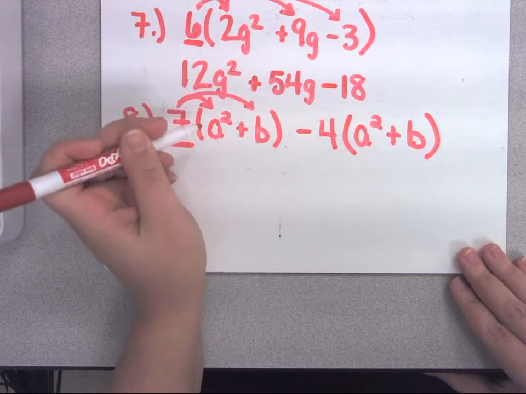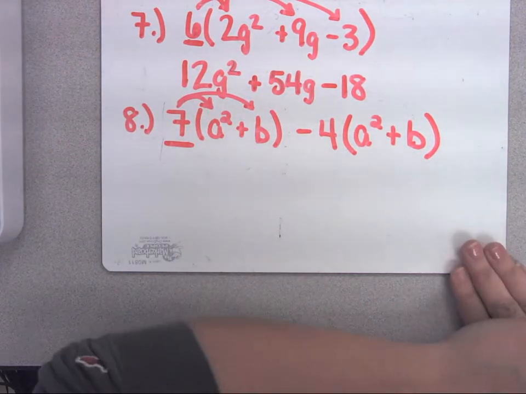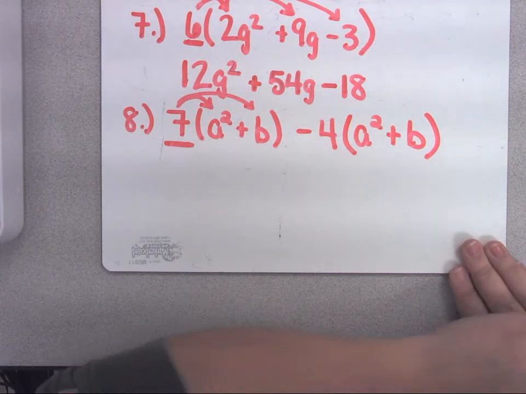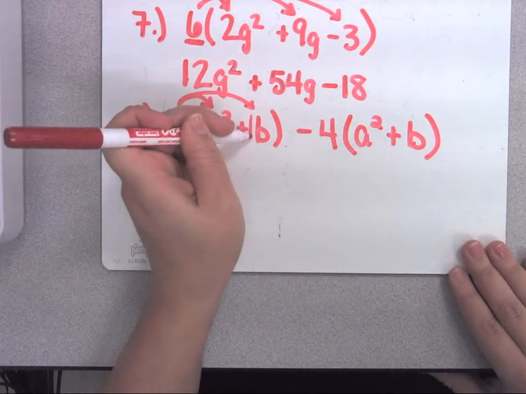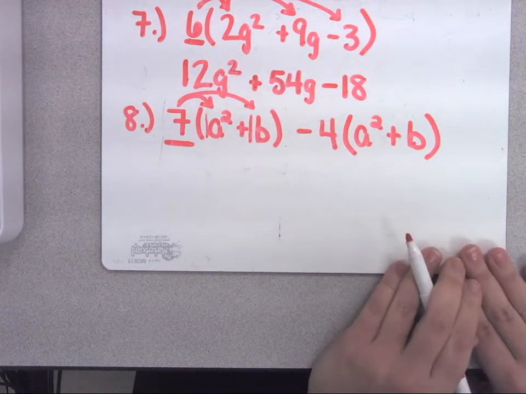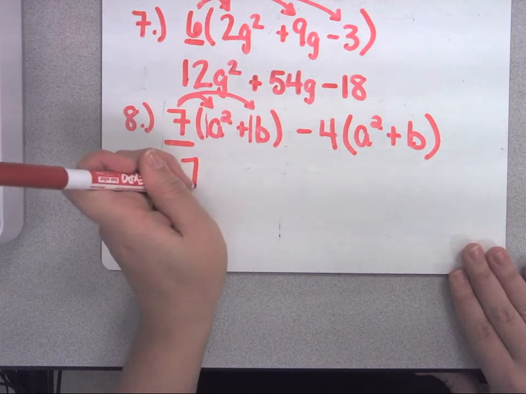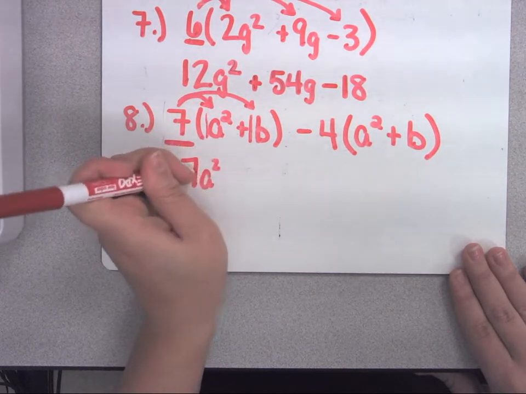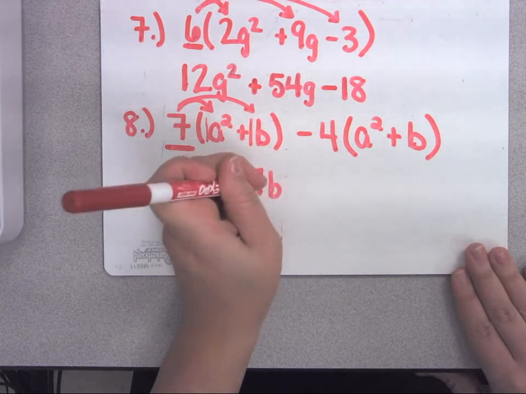Now I have a question. What numbers are in front of these letters if there's no number written there? What number's there? 1, right? Technically the number 1 is just slid on in there. So those are the numbers we multiply by. So just start in the front. 7 times 1 is still 7, and we have the a squared. 7 times 1, again, 7, but now we have a b, right?